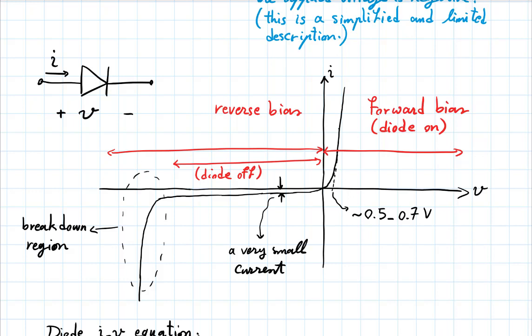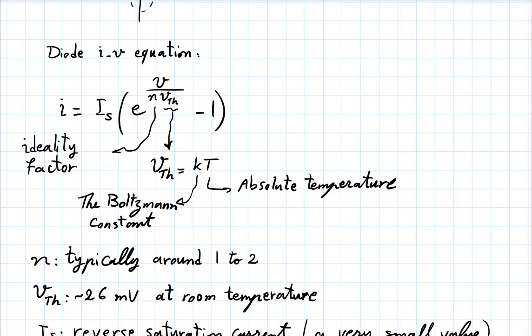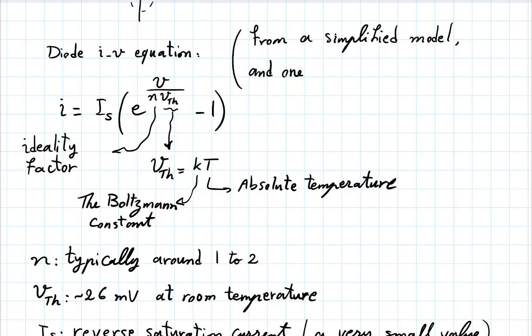Up until breakdown happens, and that could be a very complicated phenomenon. It's not captured in this formula. So the diode IV equation from a simplified model is one which does not include breakdown.